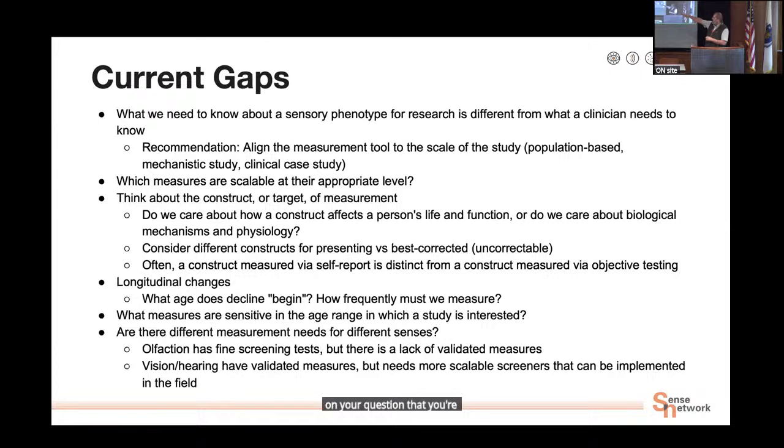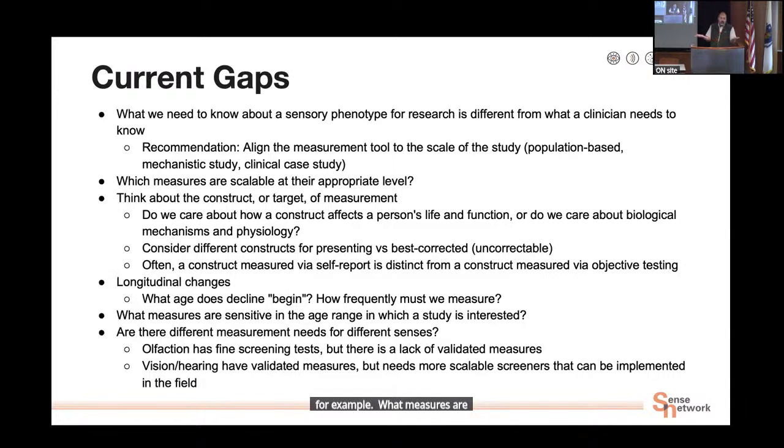Longitudinal changes. One gap that we have across all the sensory abilities is: at what age does decline begin for a given sensory ability? How frequently, and this has implications for how frequently we need to measure it in a study? Is hearing really changing every 2 years to a considerable degree, for example? What measures are sensitive in the age range in which a study is interested?